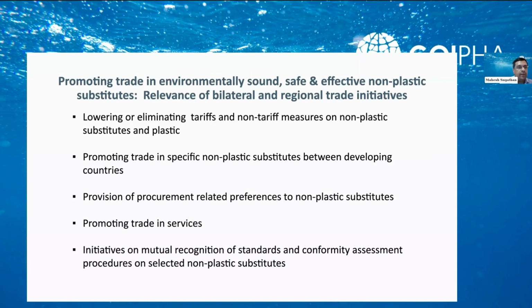Now, in terms of promoting trade in environmentally sound and safe non-plastic substitutes, bilateral and regional trade initiatives can also play a major role. So, for example, these initiatives could look at lowering or eliminating tariffs and non-tariff measures on non-plastic substitutes and plastic alternatives, promoting trade in specific non-plastic substitutes between developing countries, including, for example, through the UNCTAD's initiative of Global System of Trade Preferences, where developing countries extend preference to each other on a select range of products, providing procurement-related preferences to non-plastic substitutes from trading partners in the RTAs or bilateral agreements, promoting trade in services, including waste management or recycling associated with non-plastic substitutes, as well as reuse and refill models that involve the use of non-plastic substitutes. And finally, initiatives on mutual recognition of standards and conformity assessment procedures on some of these non-plastic substitutes. Next slide, please.